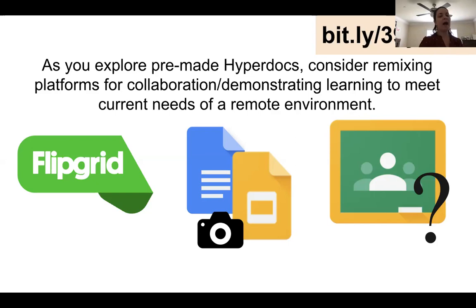So think about how you could change that. If the prompt is go talk to your group in the Hyperdoc, or go talk to a partner, could you perhaps use a Flipgrid, right? Flipgrid is a free video conversation platform.